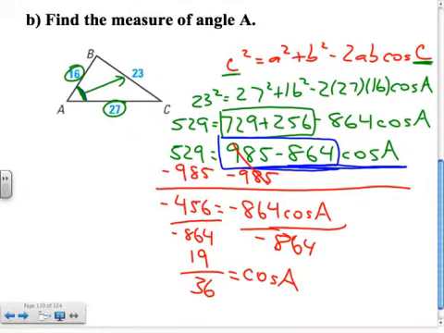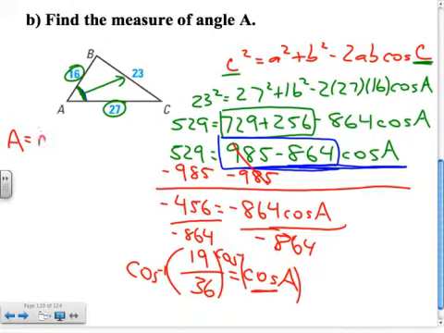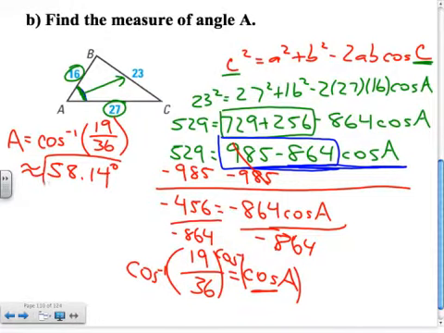And now that I'm down here, again, I got to get rid of this cos, and hopefully we recognize the only way to get rid of cosine is to do the inverse cosine of both sides. So I have A equals the inverse cosine, so cos negative 1 of 19 over 36, and now I just plug that into my calculator, and I find that my angle measure is roughly 58.14 degrees, to the nearest hundredth.